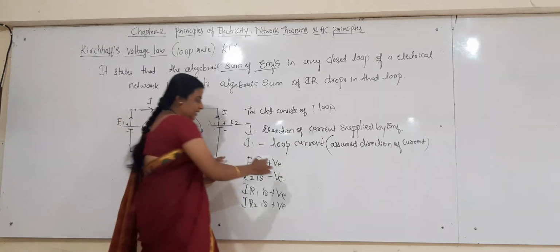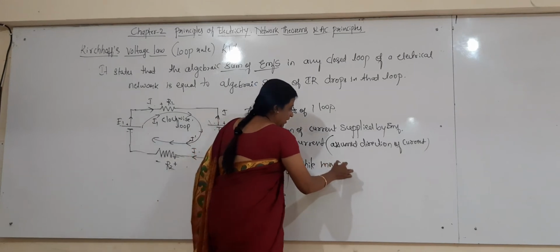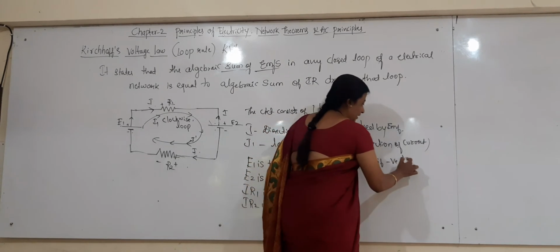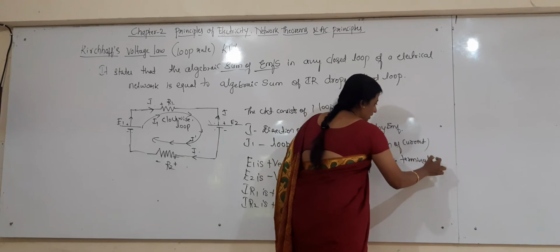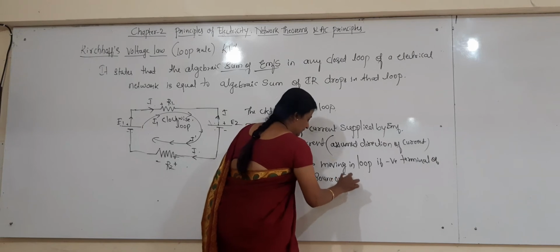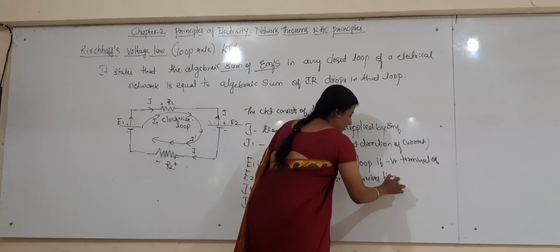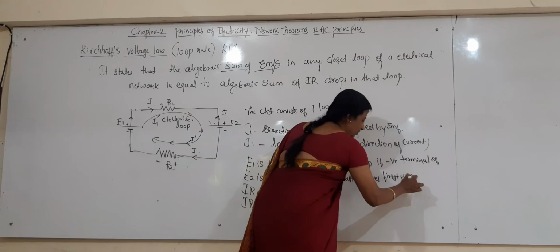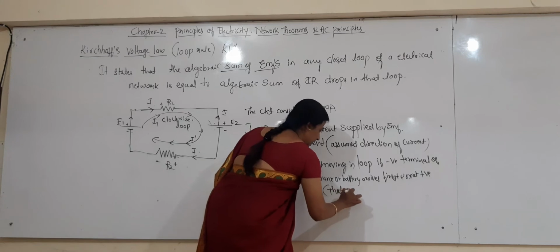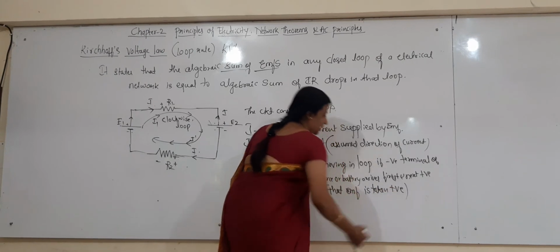the simple method to decide the EMF is: while moving in a loop, if the negative terminal of the battery or source arrives first and next the positive terminal, that EMF is taken as positive.